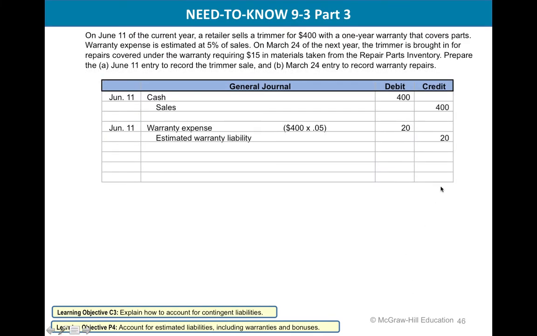Back to your warranties. Obviously, you made a cash sale. Now you have a warranty expense here, $20 worth. And of course, they use $15 of it.